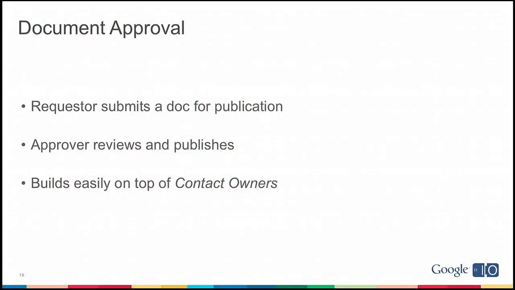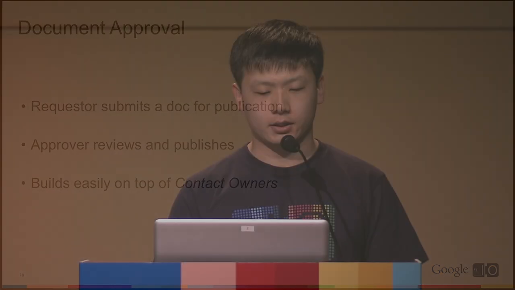So let's talk about complex document approvals. Now, document approvals can get really, really complicated. And we're going to start with a simple example and move on from there. So in our simple document approval workflow, there's essentially 3 steps. In the first step, the requester will submit a doc for publication. In the second step, the approver will review and hopefully approve the document. And once the document is approved, we can then publish that.